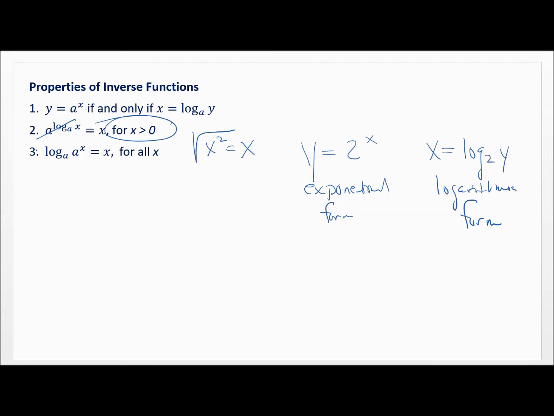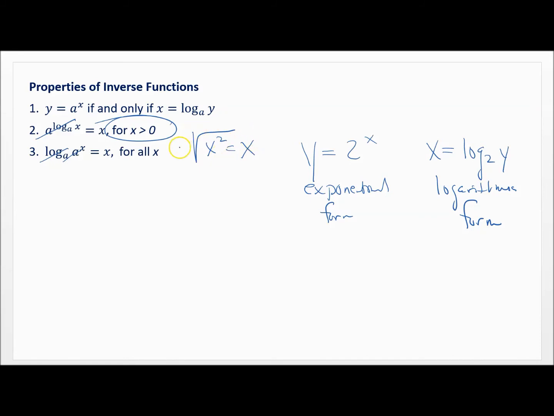You have to say x is greater than 0 because you can't take the logarithm of a negative number. Okay, and then the third property, log base a of a to the x, is also equal to x. It's like that. They cancel each other out to give you x.